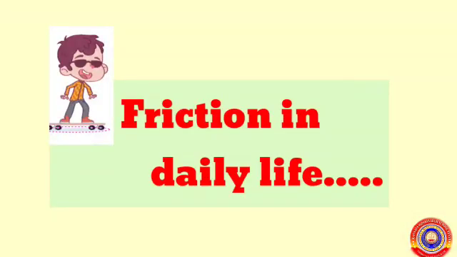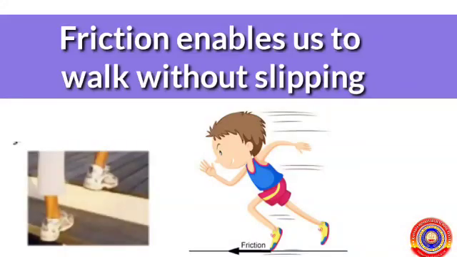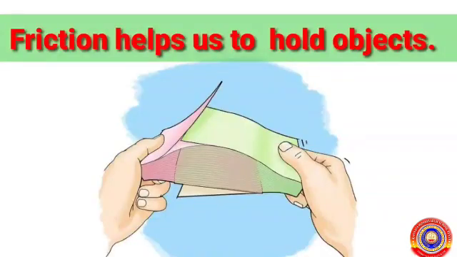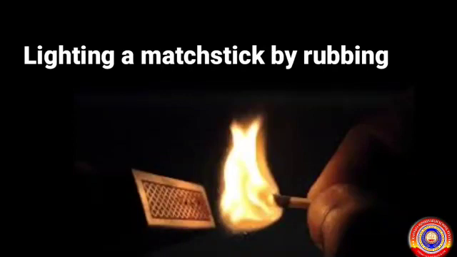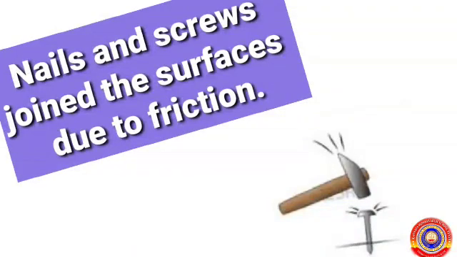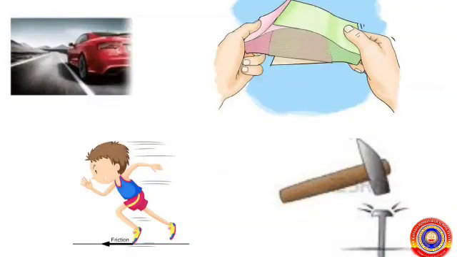Friction is used in many situations in our daily life. Friction enables us to walk without slipping. It is because of the friction between the foot and the ground that we are prevented from slipping. Second one, friction helps us to hold objects. If there is no friction, the object would have slipped from our hands. Third one, lighting a matchstick by rubbing. And the fourth one, nails and screws join the surfaces due to friction. In fact, life becomes impossible if there is no friction in nature.